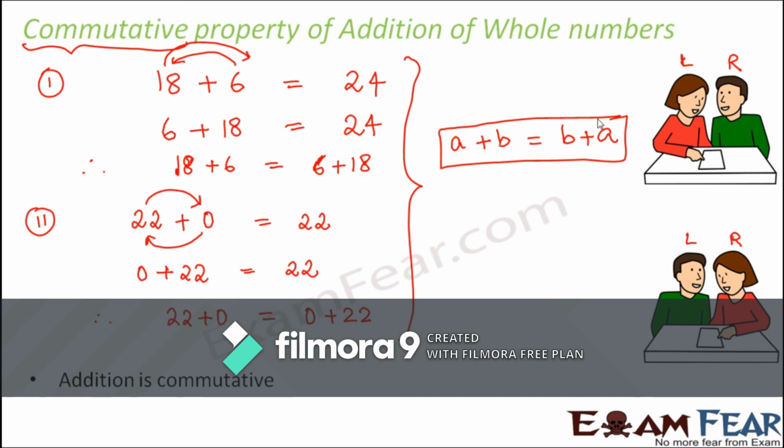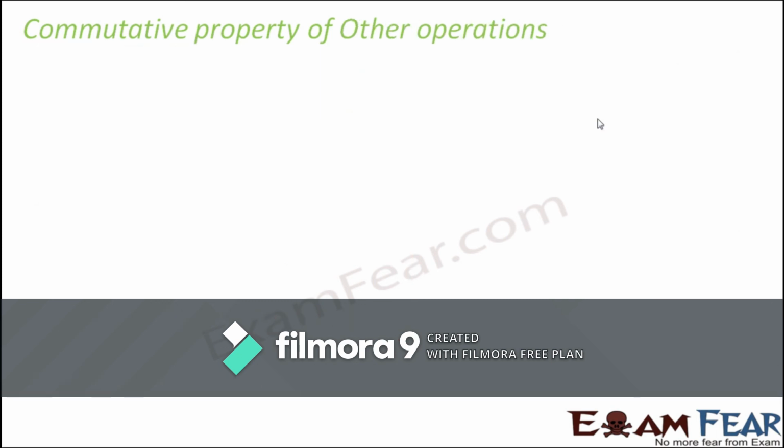Why is addition commutative? Because even if you exchange the positions of the whole numbers, the result still remains the same. So A plus B is equal to B plus A. This proves that addition is commutative in whole numbers. What about subtraction, division, multiplication? Let us quickly look at the commutative property of all other operations. Let us start with subtraction. What do you think? Will subtraction be commutative or not? Do you really think that subtraction is commutative?